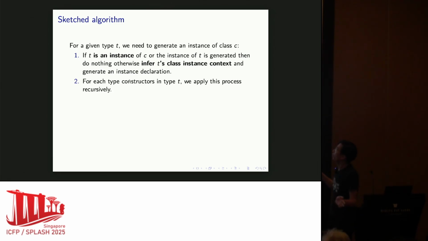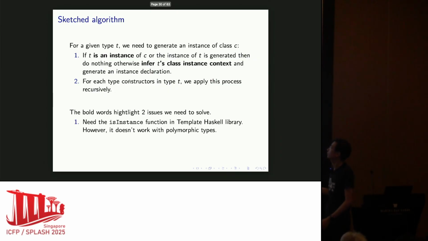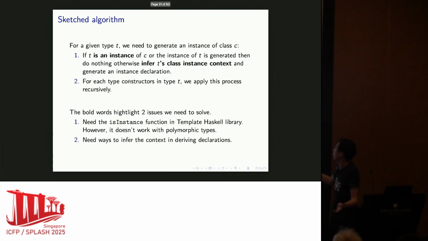And for each type constructor in this type T, we traverse the types, and we apply this process recursively to generate the data declarations. The bold parts here highlight two issues we need to solve. One is the instance function in the Template Haskell library. It doesn't work with polymorphic types. We have to solve this.